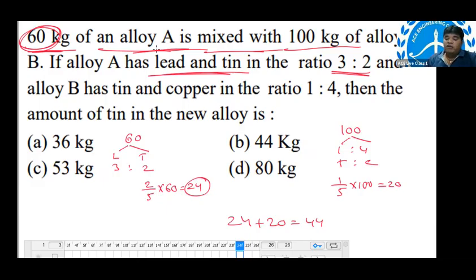60 kg of an alloy A is mixed with 100 kg of an alloy. So 60 is mixed with 100, which means we are getting 160 kg.